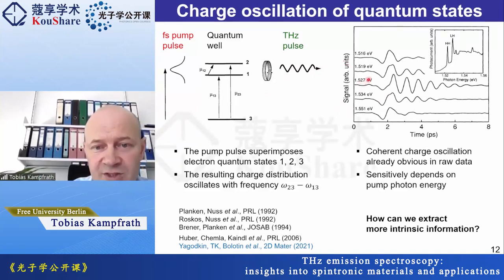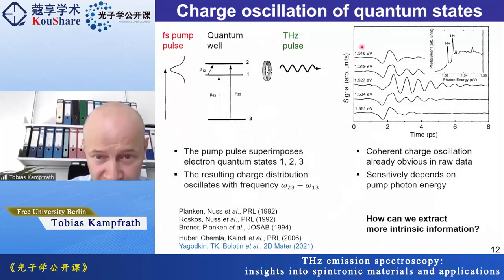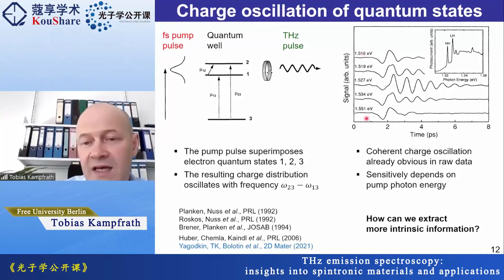And you see that at certain photon energies of the pump pulse, they indeed see clear oscillations, which are signatures of a coherent superposition of these quantum states here. And you see that the terahertz emission is extremely sensitive to the photon energy. They vary the photon energy only very little here, but obtain very different oscillations. And modeling then shows that these are indeed signatures of these quantum bell state oscillations.